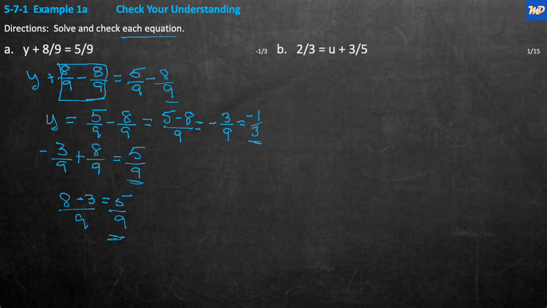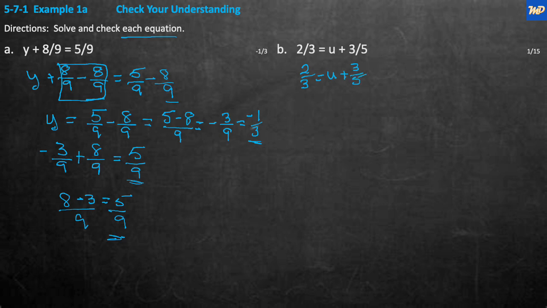Let's do B. So 2/3. I do have more room, so I guess I could have rewritten the problem. I think I still have room. So over here on B, I'm going to write out the whole problem. 2/3 is equal to u plus 3/5.